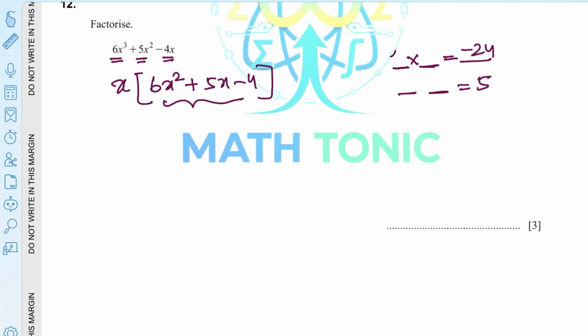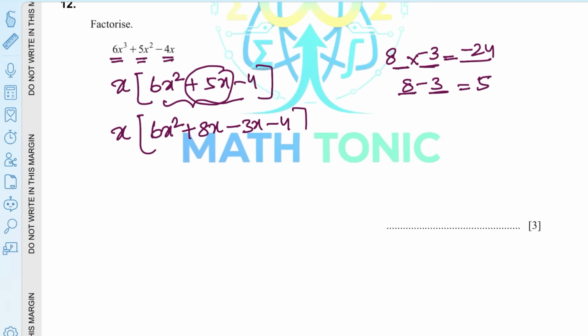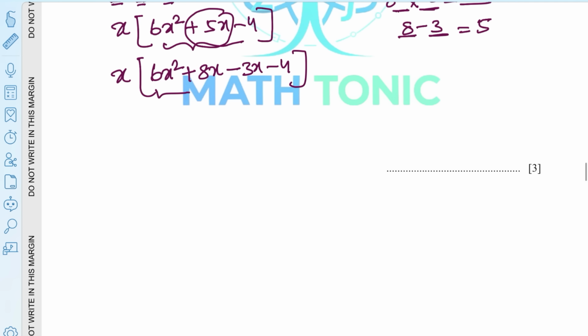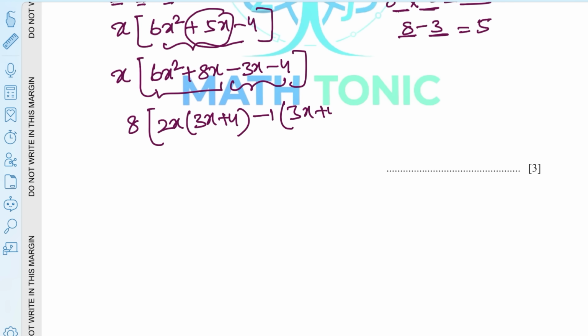So I think it will be 8 and minus 3. I can write it this way: this middle term I can split as 8x and minus 3x. So 6x squared plus 8x minus 3x minus 4. Is it okay? Now from these two terms, what common can I take? I can take 2x common, leaving 3x plus 4, and from these two terms we can take minus 1, leaving 3x plus 4.